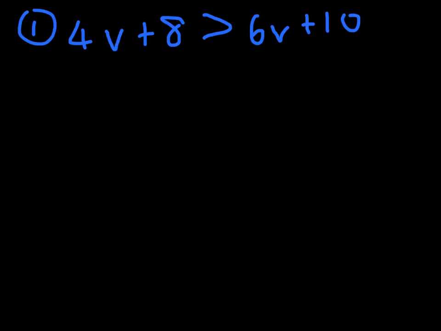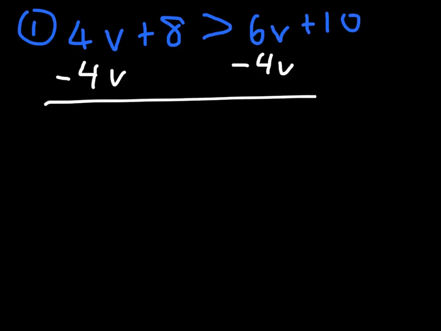Okay, number 1 says 4v plus 8 is greater than 6v plus 10. So what we first need to do is subtract our 4v over. And I do it this way because 6v is larger, and so we'll still end up with a positive number. So we will have 8 is greater than 2v plus 10. Okay, we don't change our sign because we did not multiply or divide by a negative, we only subtracted.